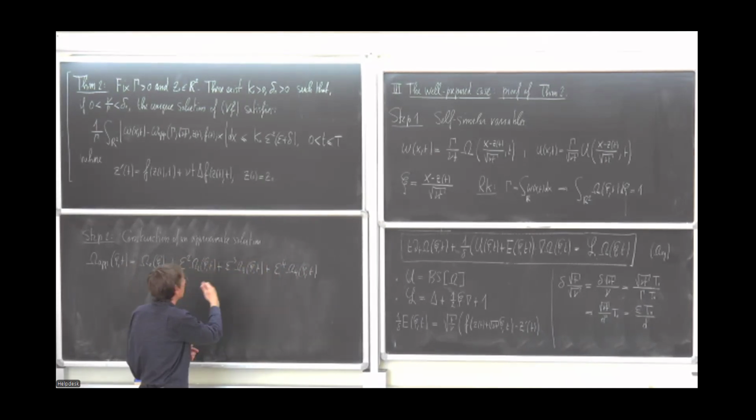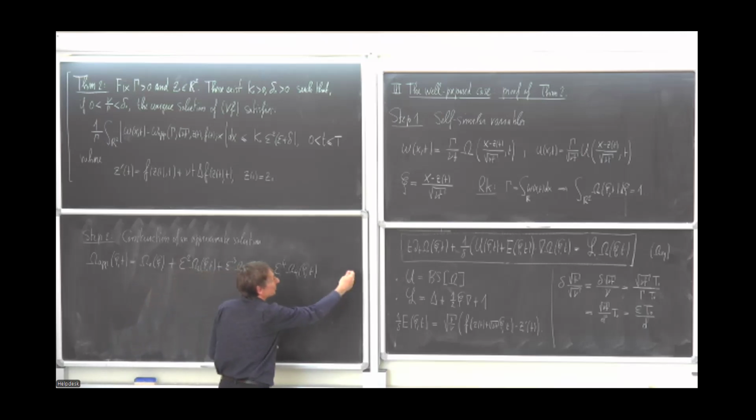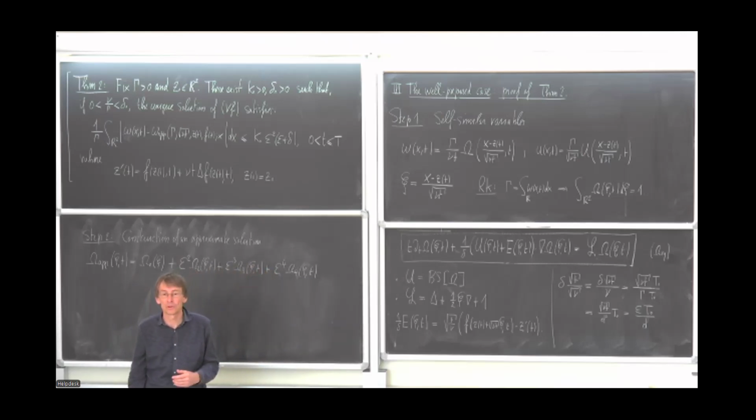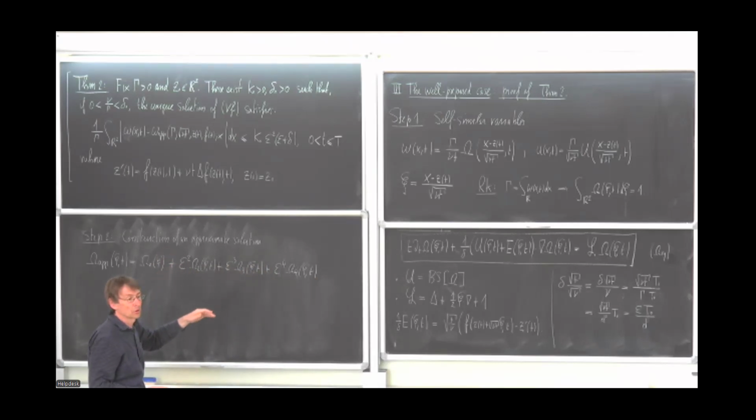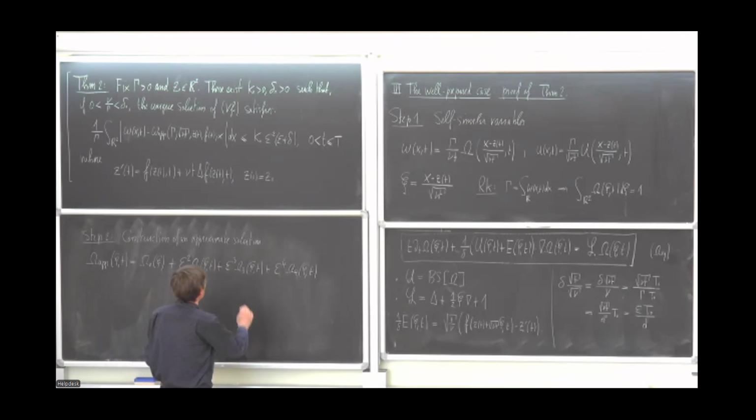And the profiles omega 2, omega 3, omega 4 have to be determined. And then I stop. Of course, I could continue. I think you can guess how it continues. But for proving the theorem that is here, stopping at order 4 is enough. It's necessary and sufficient. I cannot stop before.